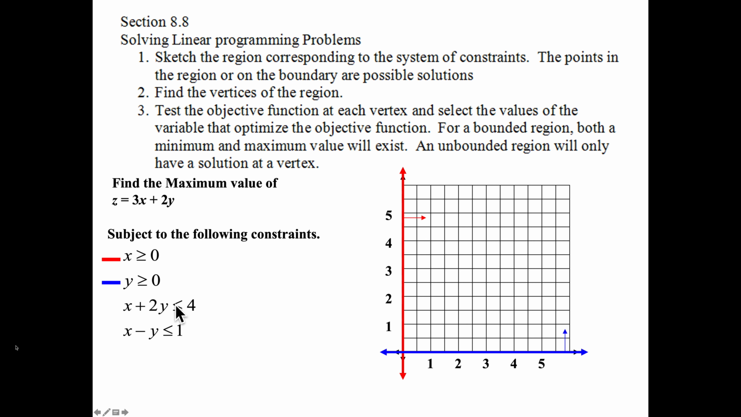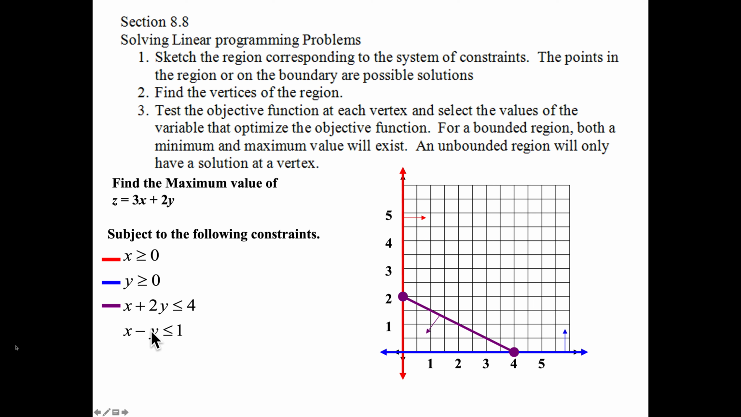x plus 2y is less than or equal to 4. So we cover up the y term to find the x-intercept. We'll do this in purple, so x is equal to 4. We cover up the x to find the y: 2y equals 4, y is equal to 2. Connect that together. Test your origin. 0 plus 0 is 0, which is less than 4, so that's the direction we want to shade.